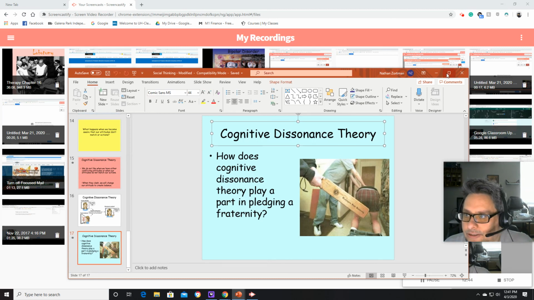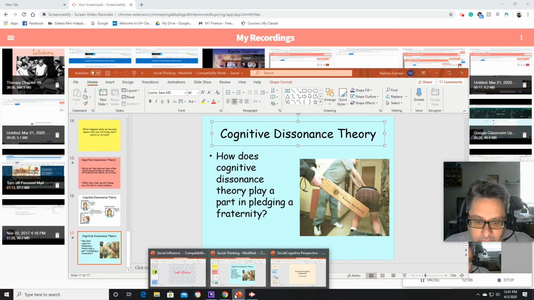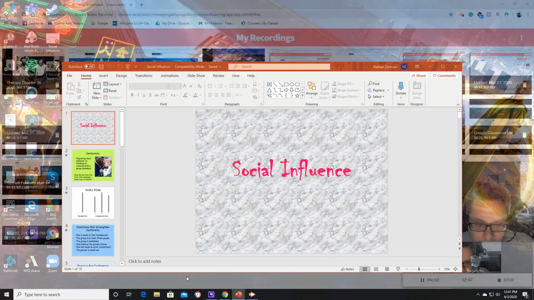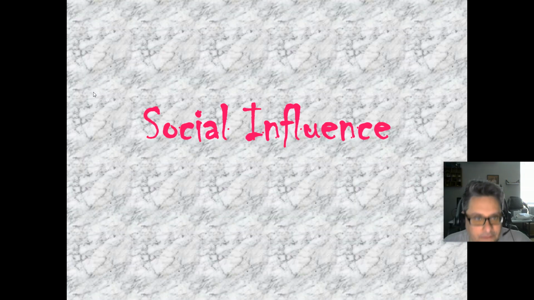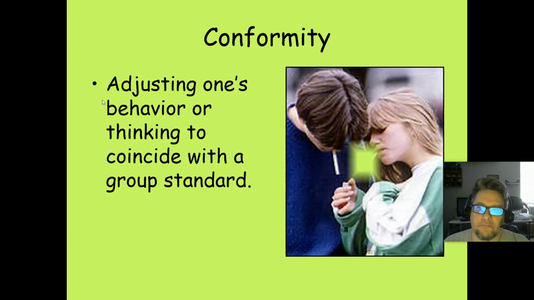All right. So we've got two more short slideshows. Let's look at social influence real quick. So social influence, conformity: adjusting one's behavior or thinking to coincide with a group standard. People don't like to be outside of the group. It's a very vulnerable place to be. And so they are more often than not going to conform.